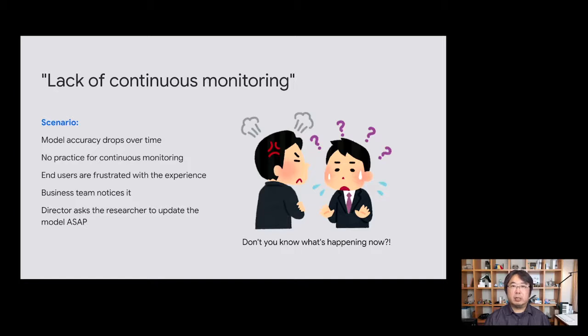Another anti-pattern for this aspect is the lack of continuous monitoring. If you don't care about continuous monitoring or an alerting system, who is the first person who'd notice the drop in the accuracy of your model? The answer is the consumers or users of your machine learning models. For example, technical support people will be getting so many claims or feedback from consumers that the machine learning model, or for example the recommendation, is not working so well. So you don't want to be the last person to notice the problems in production systems.